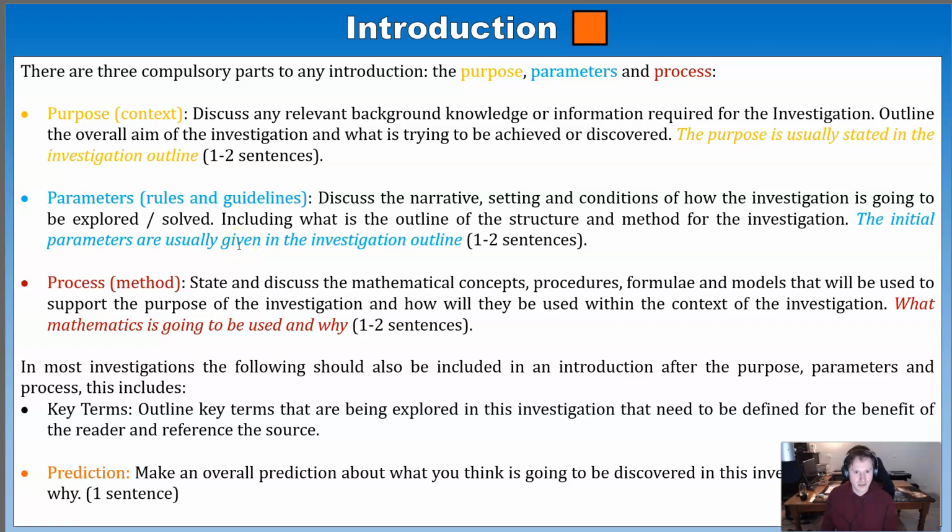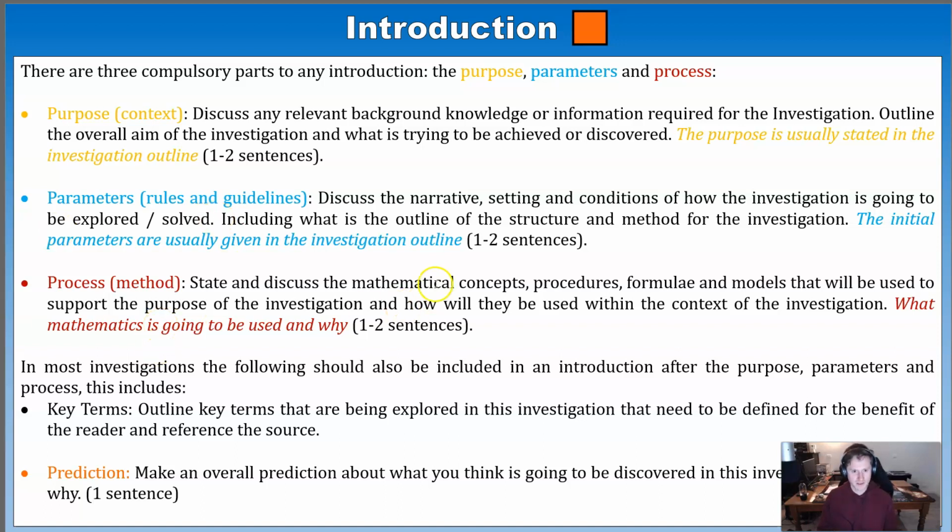The parameters is the narrative, the setting, and the conditions for the investigation, how it's going to be explored or solved, including the outline of the structure and the method. So the initial parameters, again, are usually given in the investigation outline. So an example, the measurement DI that my Year 10 class is doing at the moment, the narrative and the setting is that you are manufacturing containers to ship school supplies, okay? So you're kind of giving that context.